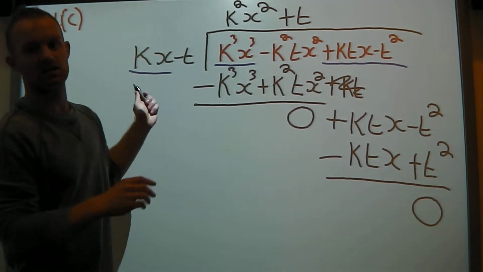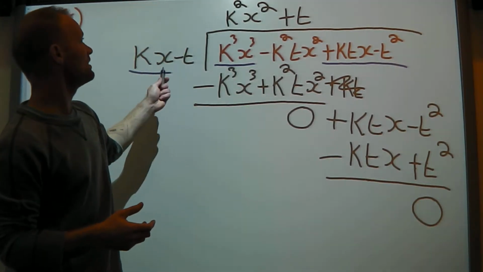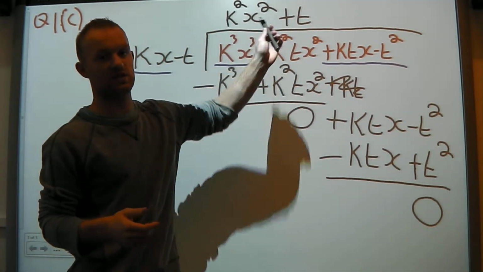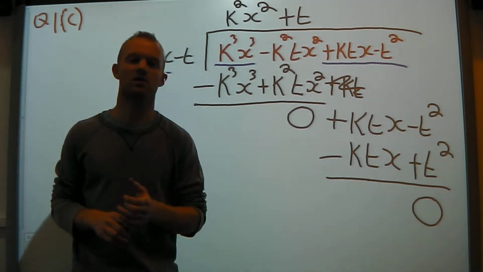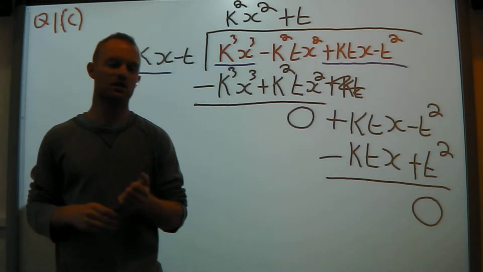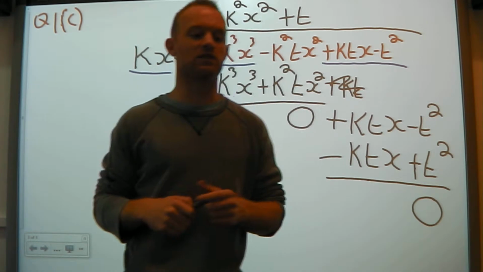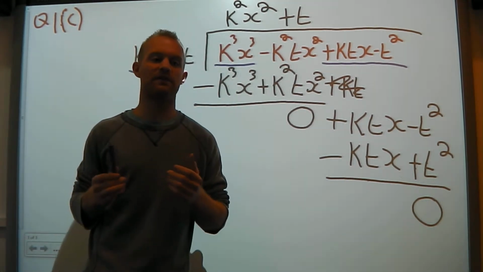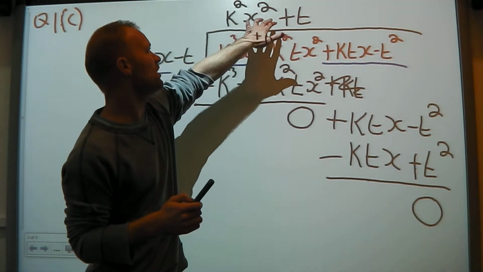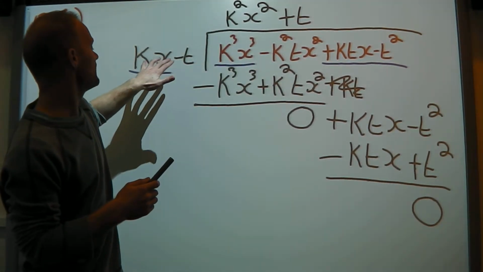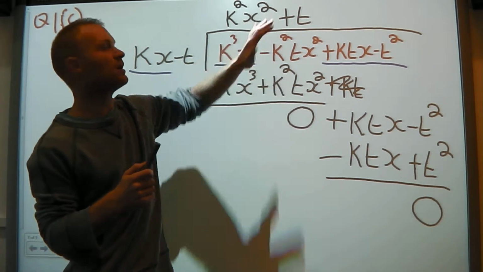So that implies that kx minus t is a factor of this term here because we have 0 as a remainder. So kx minus t is a factor and k squared x squared plus t is a factor. Now, on the next part of the question, we're asked for what values of t does this equation have 3 different roots? Well, in order to find that out, we have this is one root and this is another root. But this root here only gives us one root. But this root here might actually give us 2 roots because we have an x squared term.